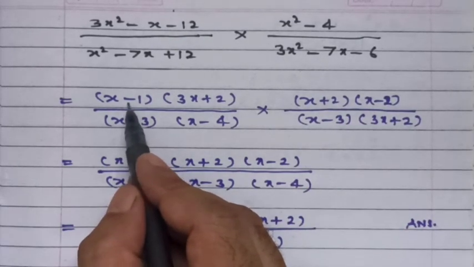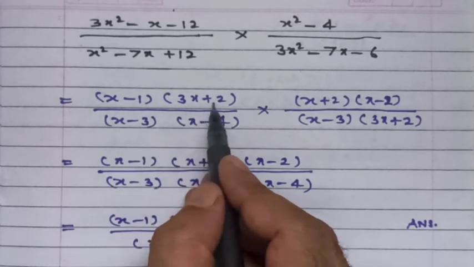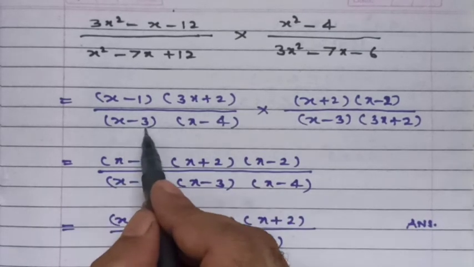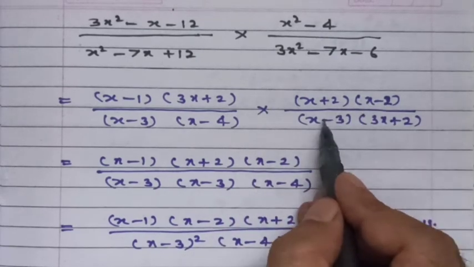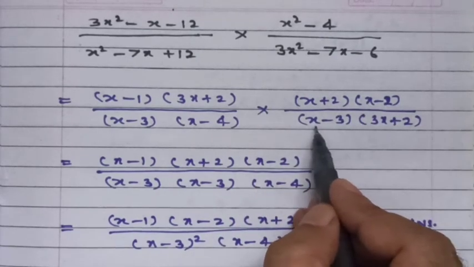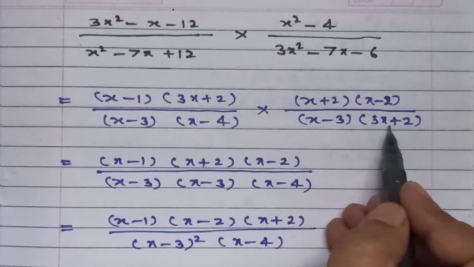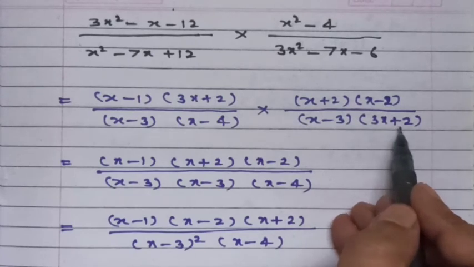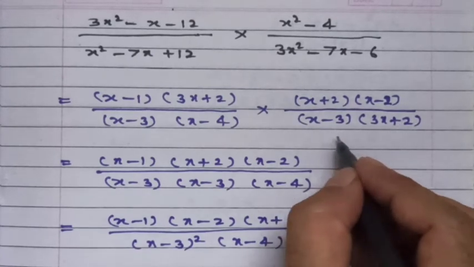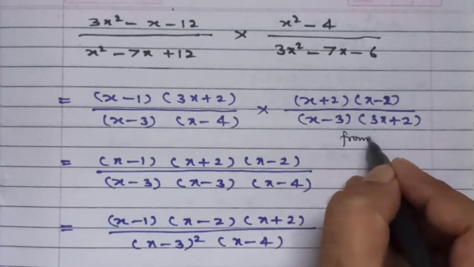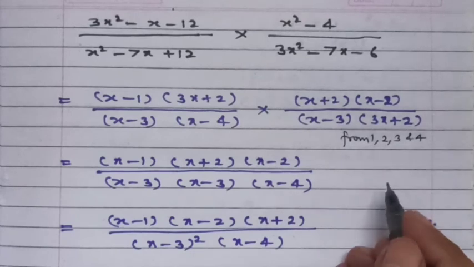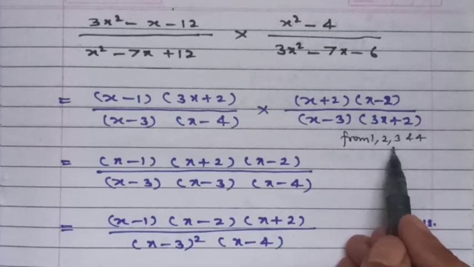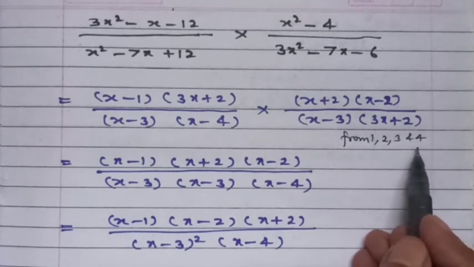Now put the values. Once you put the values, you will write x minus 1 into 3x plus 2, x minus 3, x minus 4 into x plus 2, x minus 2, x minus 3 into 3x plus 2, and this you will write here from 1, 2, 3 and 4. So you are just getting it from 1, 2, 3 and 4.